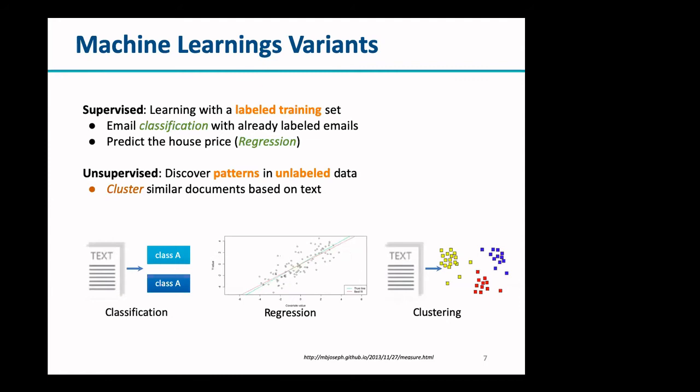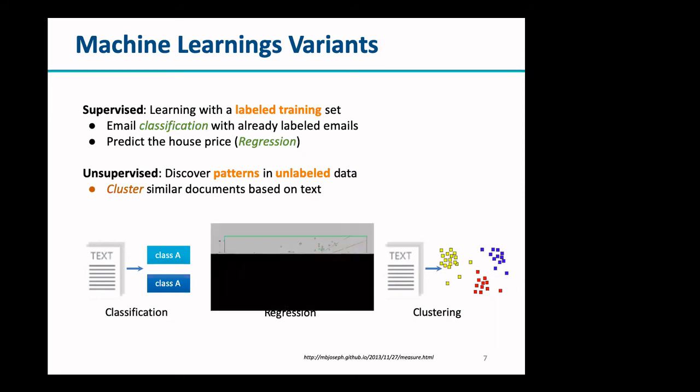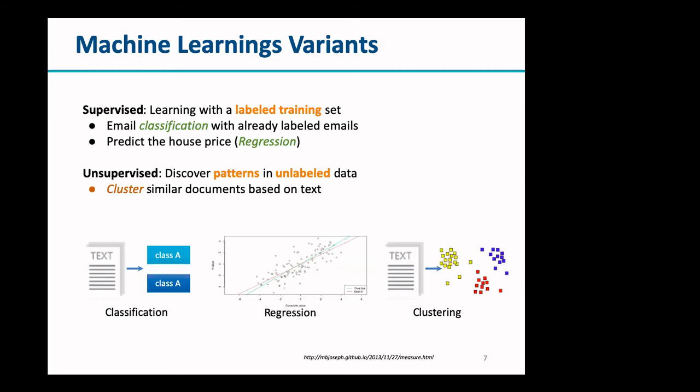We have some variants for the machine learning algorithm. The most famous variants are supervised methods, or supervised algorithms, in machine learning, and unsupervised. In supervised algorithms, we are going to learn with labeled training data sets. For example, you have some emails and you want to classify the email by your intelligent classifier into two categories, normal emails or spams.